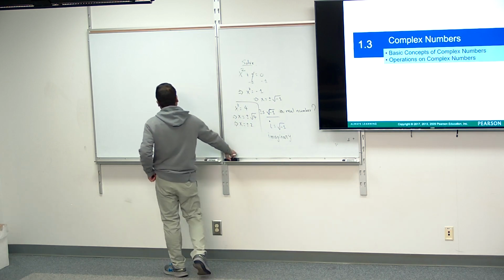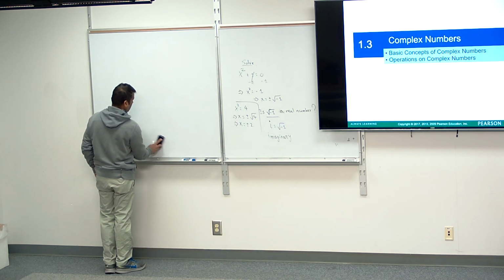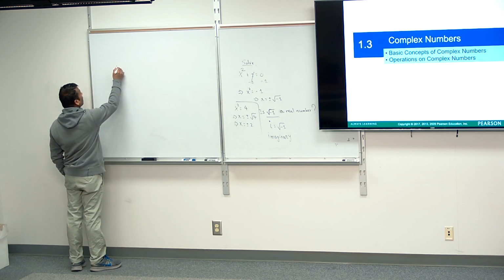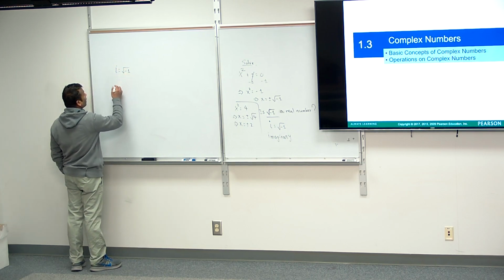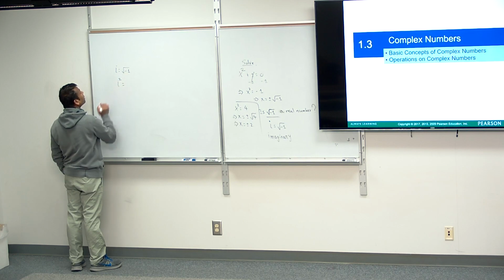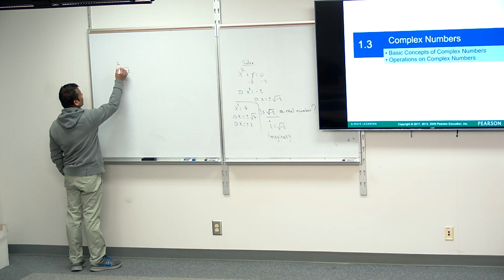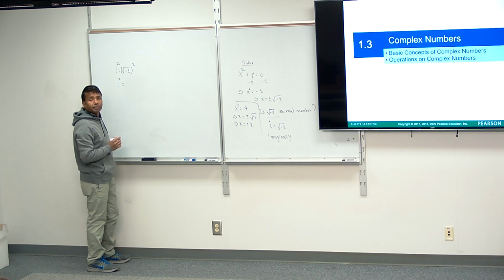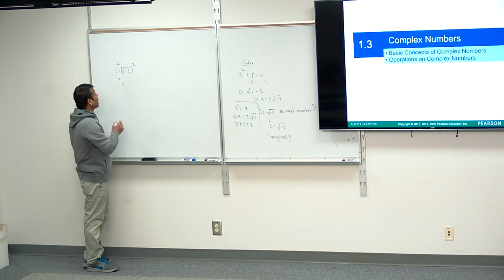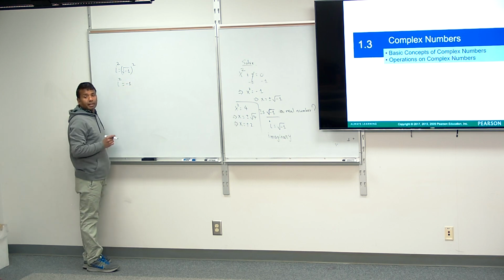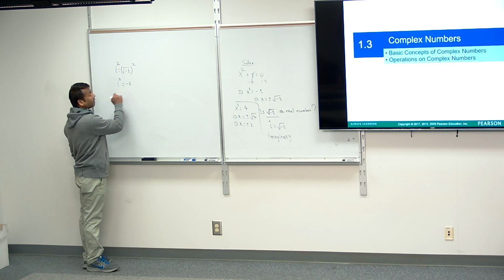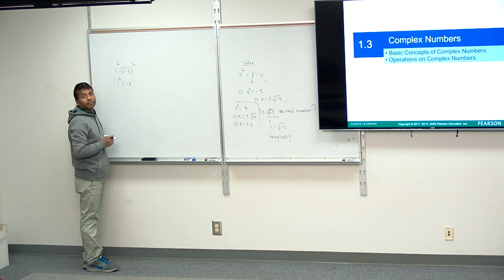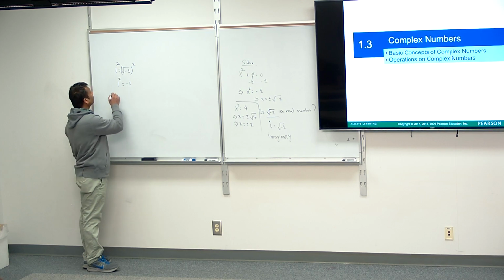So if we have i equal to radical -1, right? If we square this on both sides, so what is radical -1 squared? -1, right? Is that right? So now you see i squared equal to -1. So the value of i squared is -1.